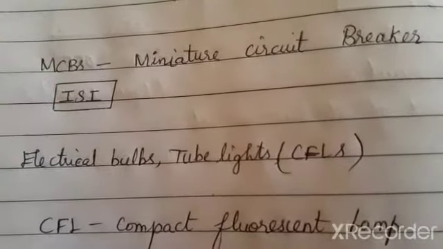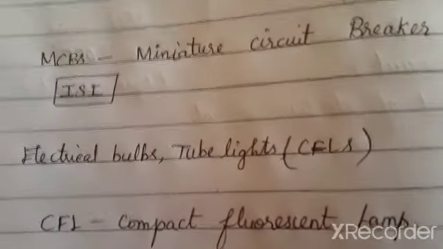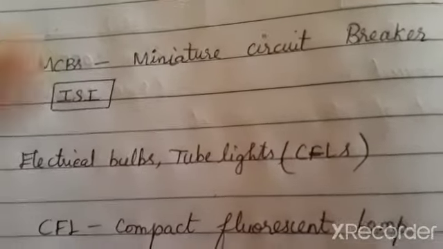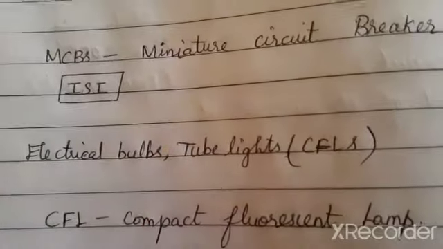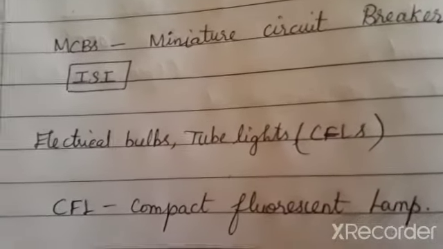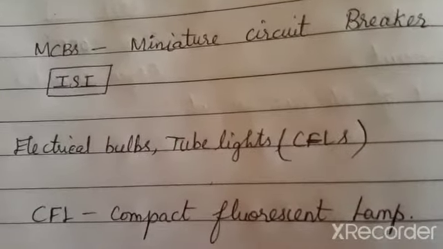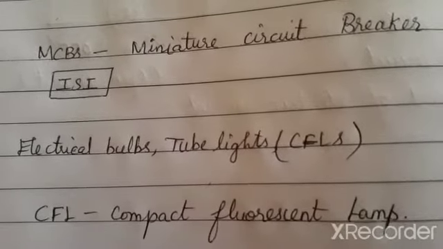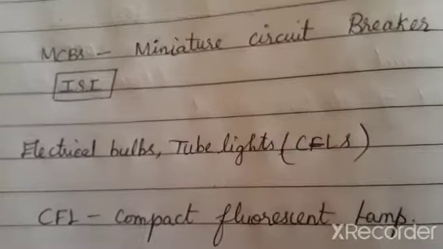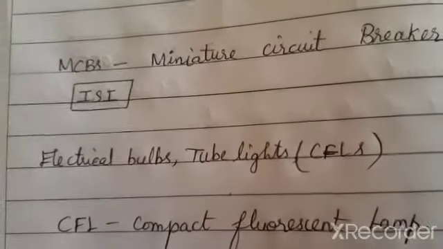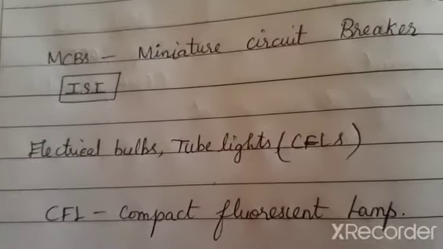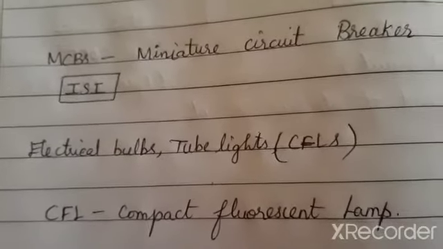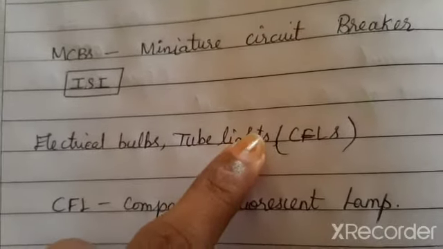Whenever buying an electrical device, whether it is a fuse, MCB, electrical bulb or tube light, you have to look for the ISI mark on it. If you find the ISI mark on these devices, then that device is highly recommended for usage.